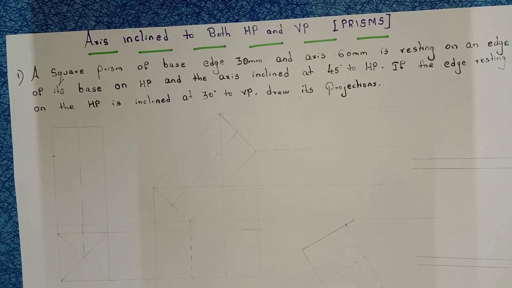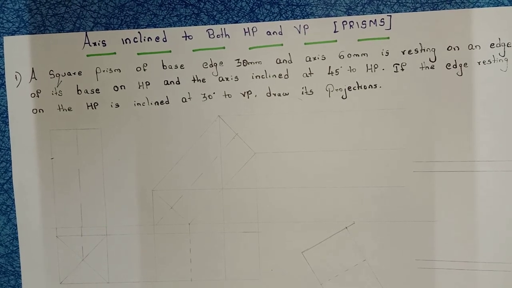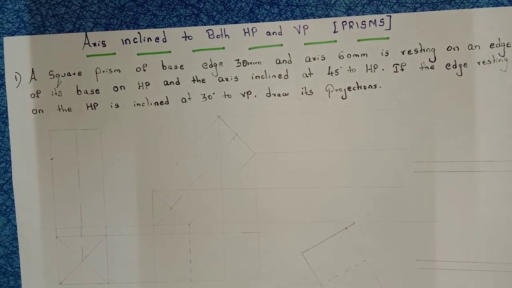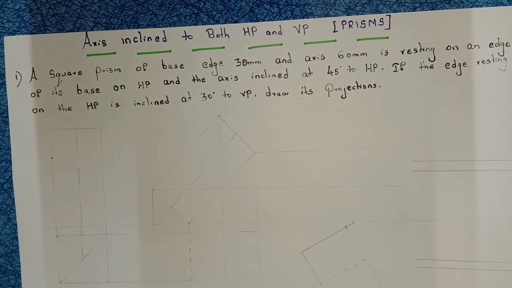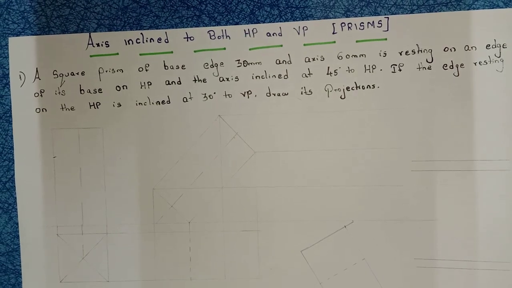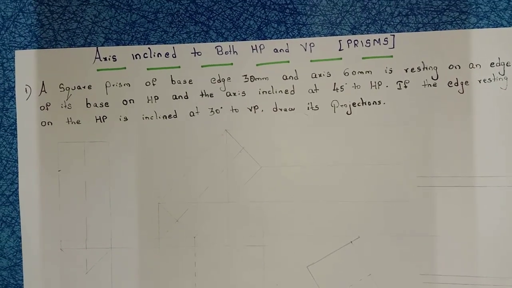Okay, students, so let us start the problems based on axis inclined to both HP and VP. In this lecture, we are going to construct only prisms, right? So let us read the question once.